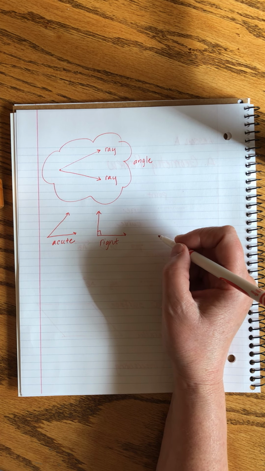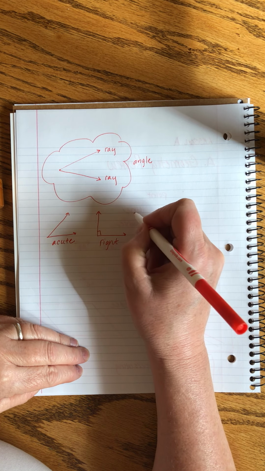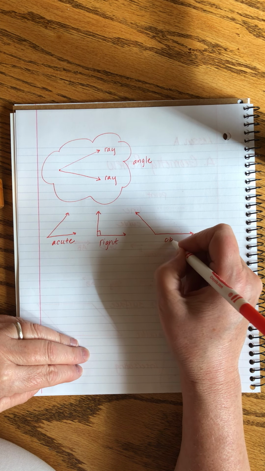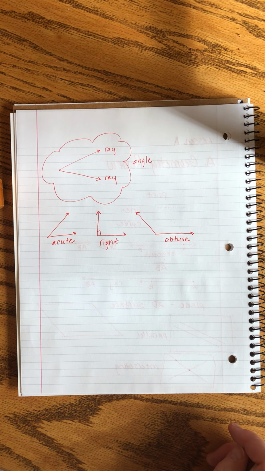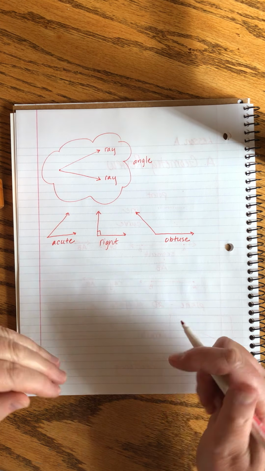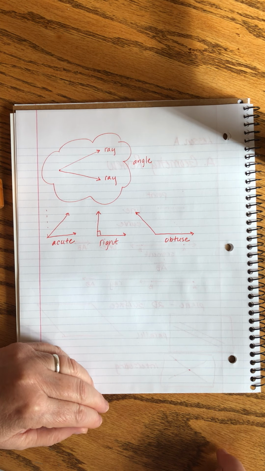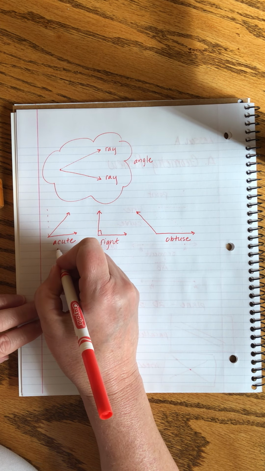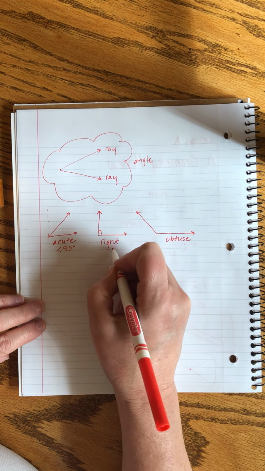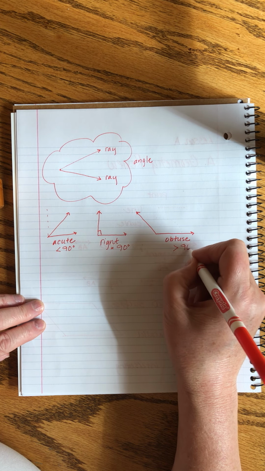And then we have the obtuse angle, right? Which is bigger than 90 degrees. This is to remind you where 90 degrees is. So an acute angle is less than 90 degrees. A right angle is equal to 90 degrees, and an obtuse angle is greater than 90 degrees.